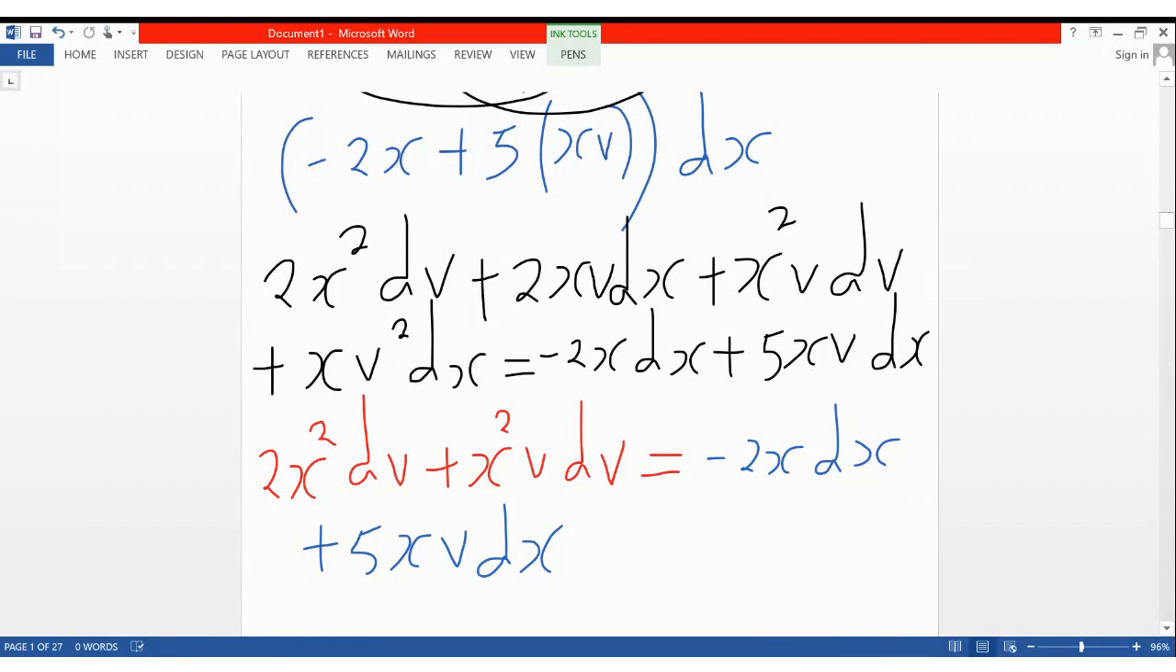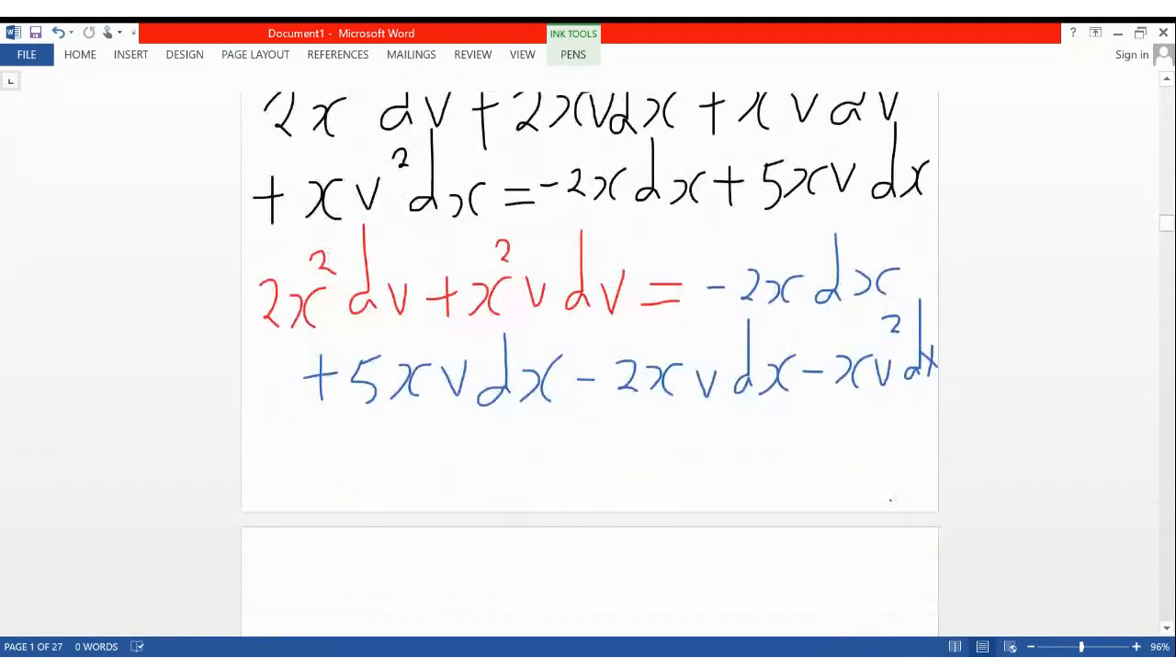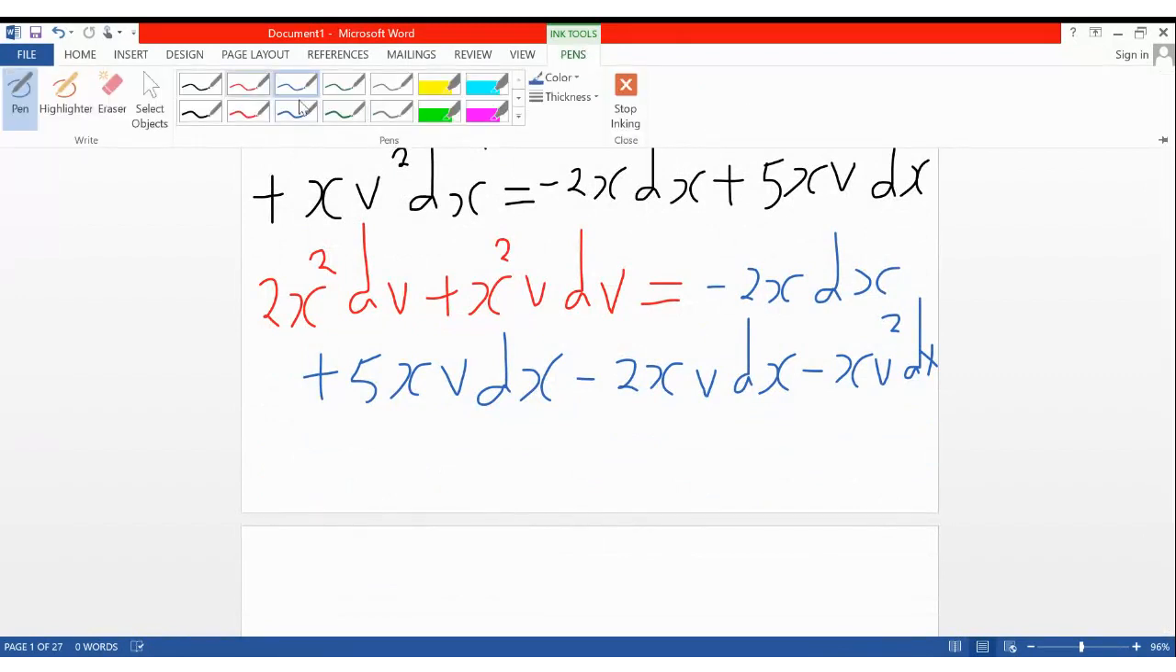And then there are some terms that will go on the right hand side. So the first one is negative 2xv dx. And then I have another one, minus x v squared dx. So that's what I'm having. Can someone see like terms together? Yes, there's a like term together. So this is what we shall be able to get.